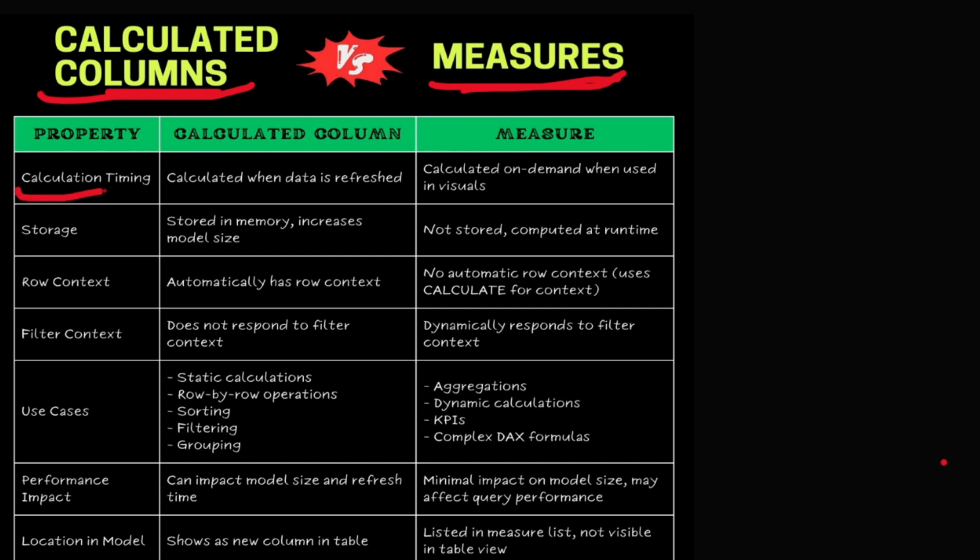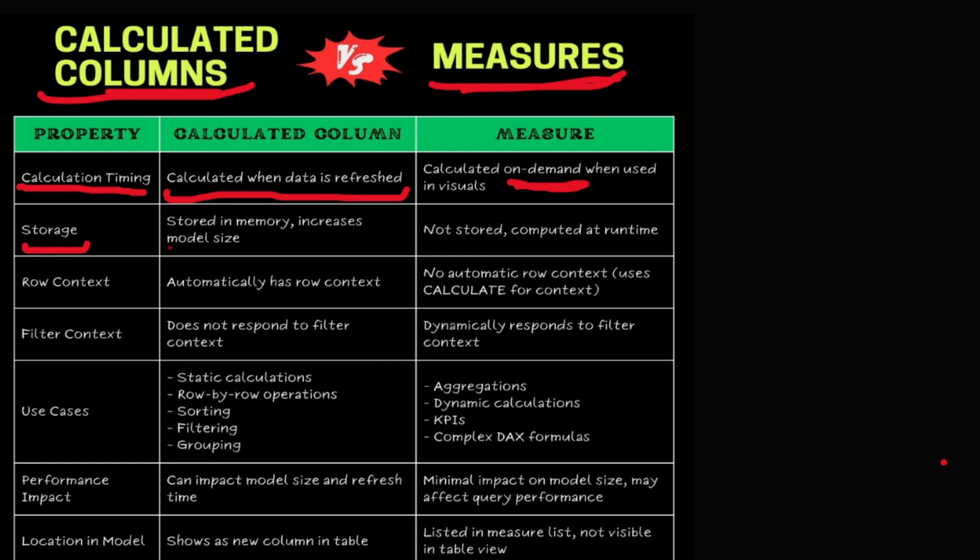The first one is calculation timing. Calculation timing means when the calculation is performed. For example, when we create a calculated column, it will be calculated when data is refreshed, and the calculation is done right away when we create it. Whereas a measure is calculated on demand, which means it will be calculated when we add the measure to a visual. If we do not add a measure to the visual, it will not perform the calculation, but it just stores the formula that we write.